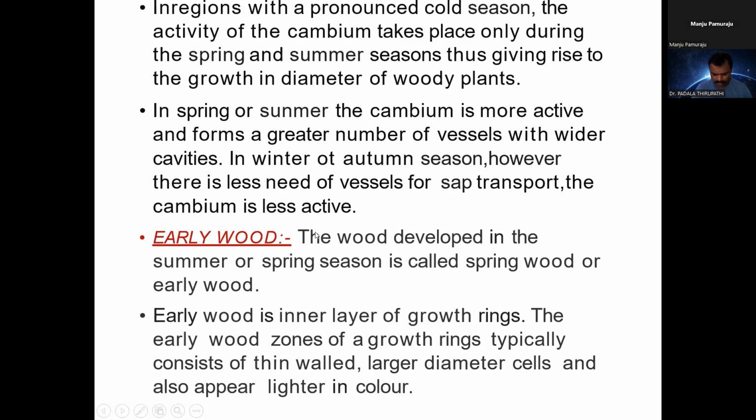Due to this, we have early wood and late wood. Early wood means the wood developed in the spring or summer season; it is called spring wood or early wood. Early wood is the inner layer of the growth ring, and it typically consists of thin walled, large diameter cells and appears lighter in color. So the light colored ones are early wood, generally formed during the summer or spring season.